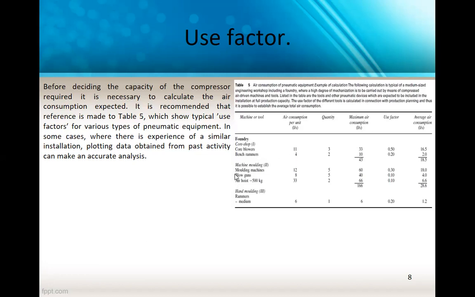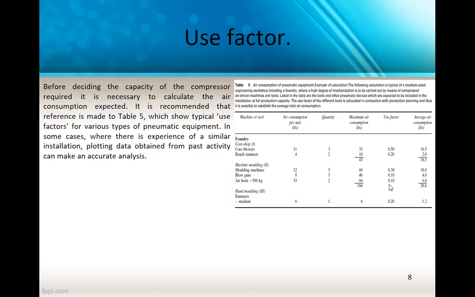Next, sa isa namang kwarto, meron kang machine molding, 2. So, molding machines is 12. This is 8. Logans 8. Air hoist, 100 kg, 30T. Consumption niya, liters per second. Quantity is 5, 5, and 2. Maximum air consumption, 12 times 5 is 60. 8 times 5 is 40. 33 times 2 is 66. So, total of 166. The use factor, molding machines, so this is 0.3.